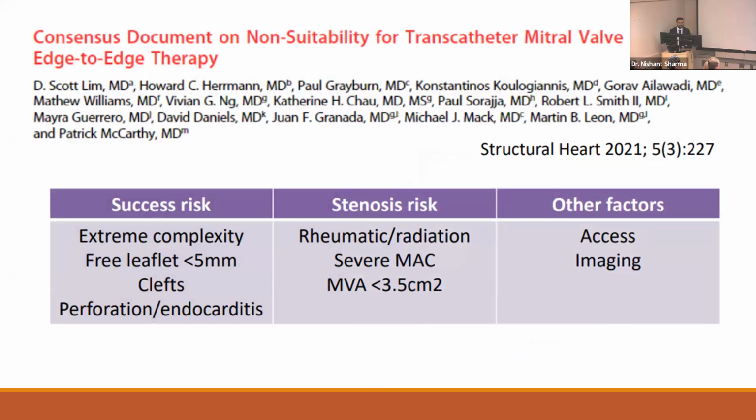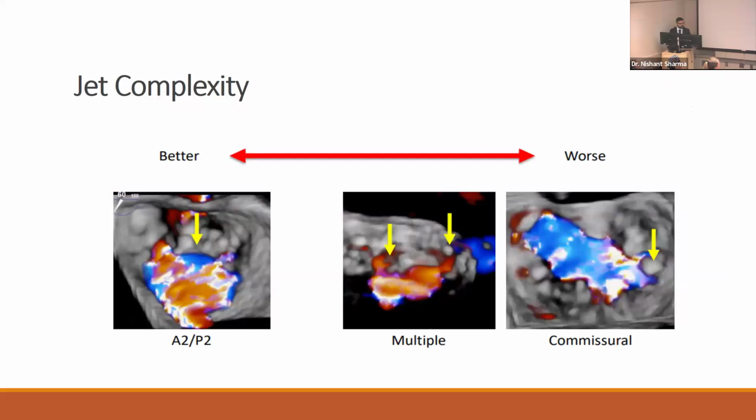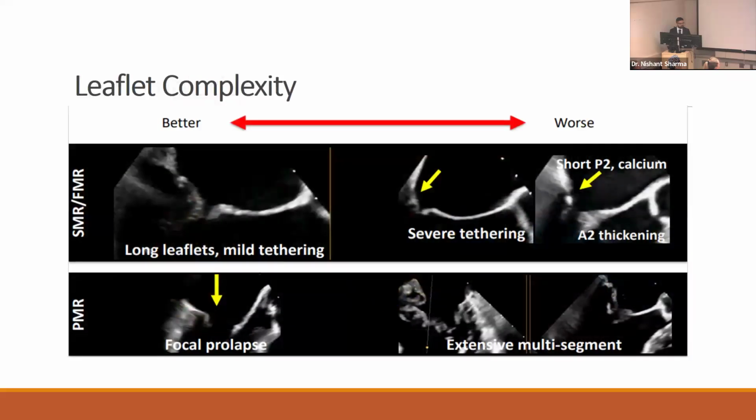So patients that have had prior rheumatic disease or radiation, severe MAC, or smaller mitral valve areas. And then obviously other non-anatomical things like access and imaging quality. So jet complexity on the left is better, it's more central, A2, P2. As we get more to the right, multiple jets, more in the commissural areas where it's difficult to put devices, and that's in the 3D imaging.